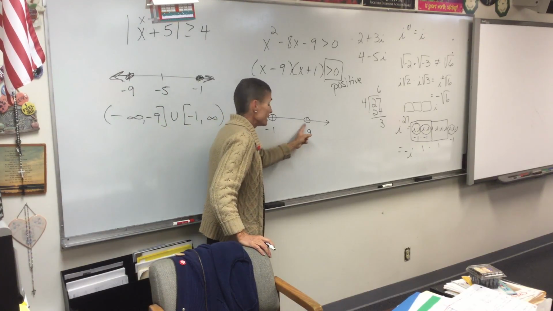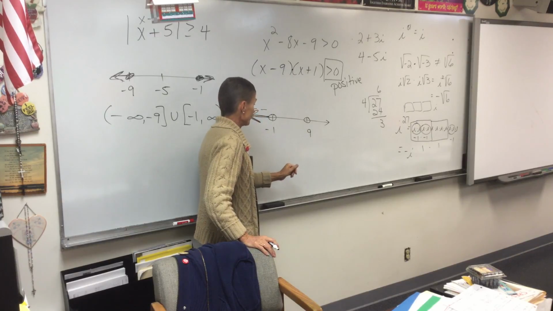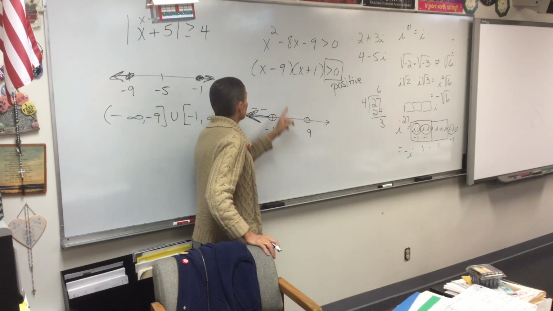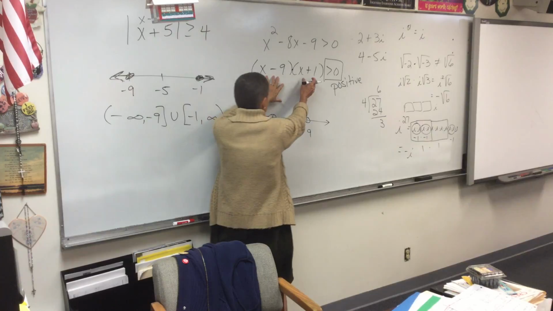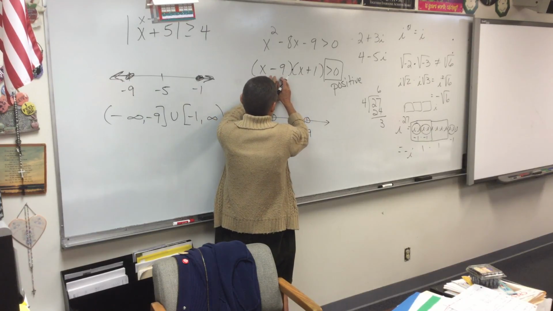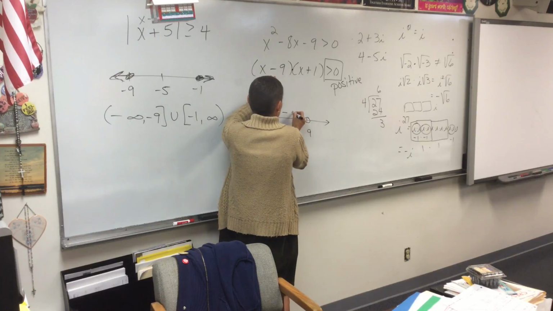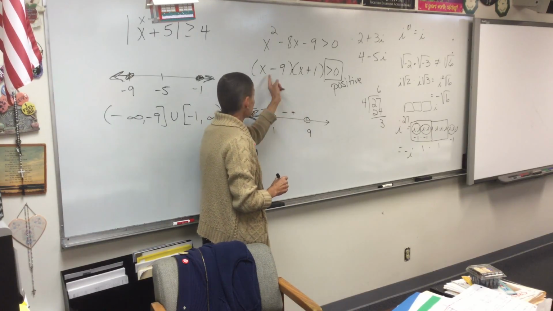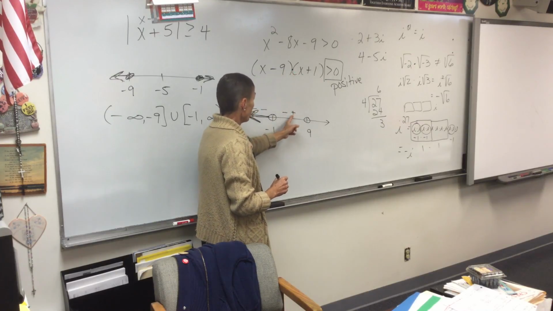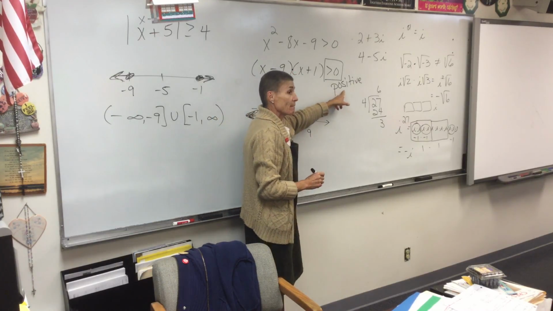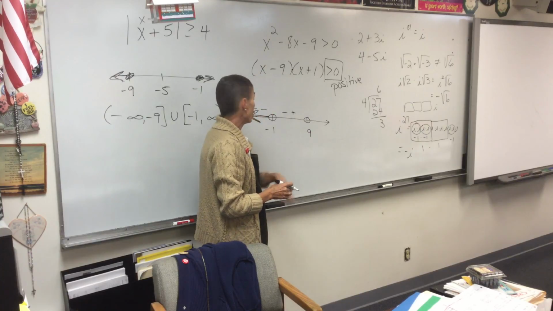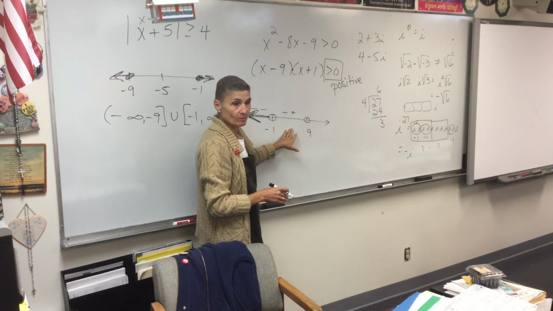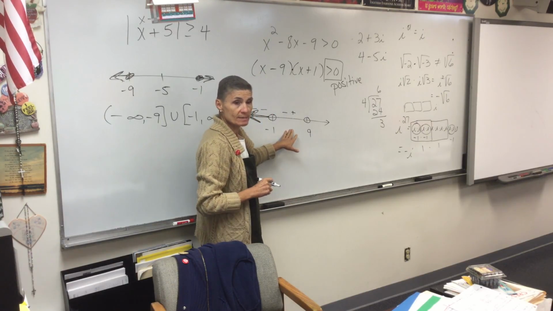Now, pick a number in this middle region, any number. 1. If I put 1 into my parentheses, what do I get? This one would be negative, but this one would be positive. When I multiply those, because this is a multiplication, do I get a positive result? No, so this is not part of my answer. I don't want it.